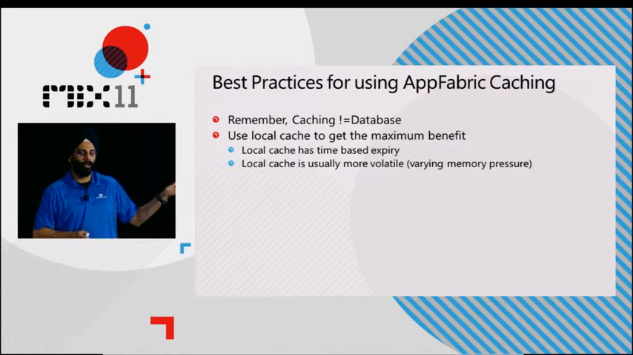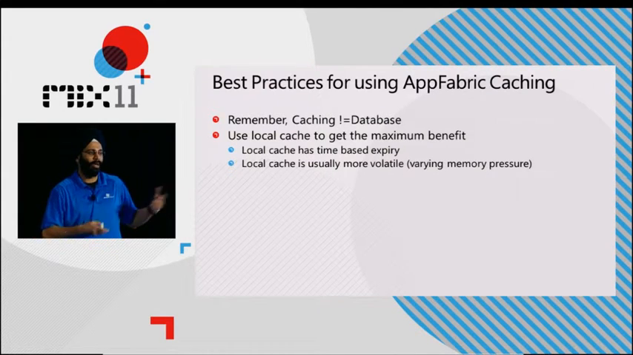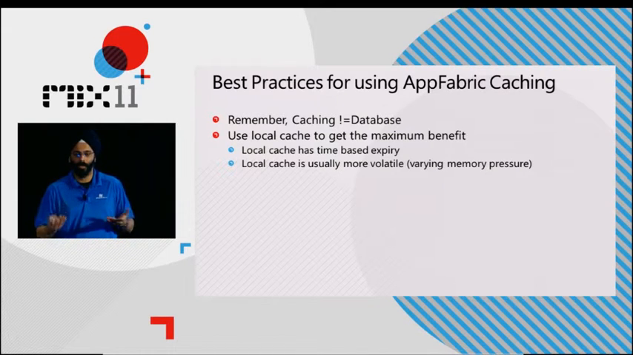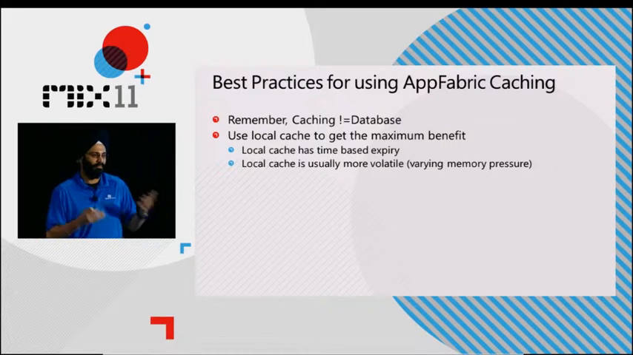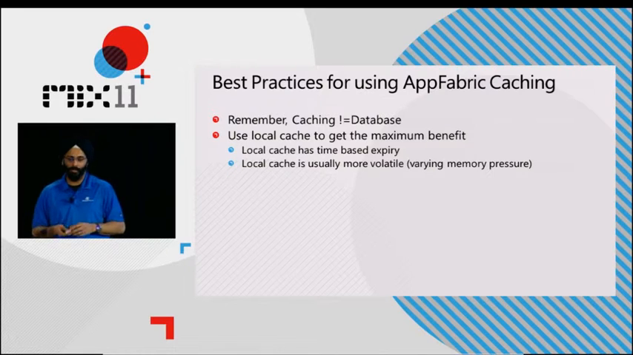But it's important that you use it for cases where time is a good way to refresh. A classic example is a product catalog, which does not get changed every 30 seconds. It's good to refresh the data, let's say, every few minutes. That's a classic case where you can use local cache with time-based expiry to really get the performance benefits.